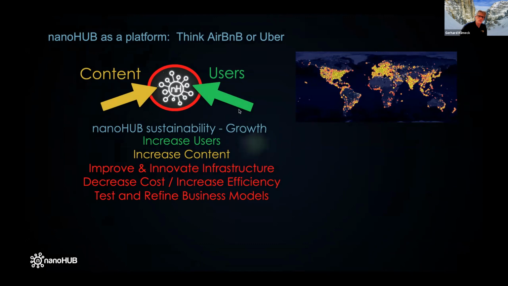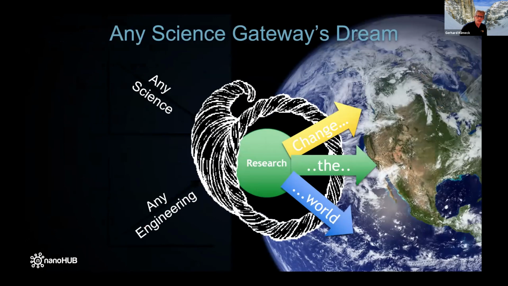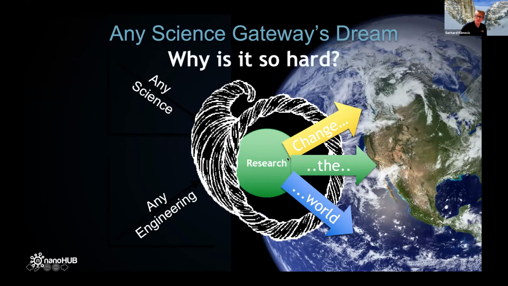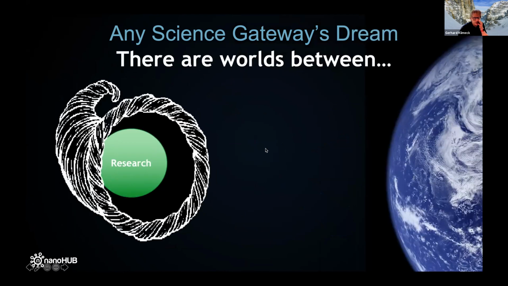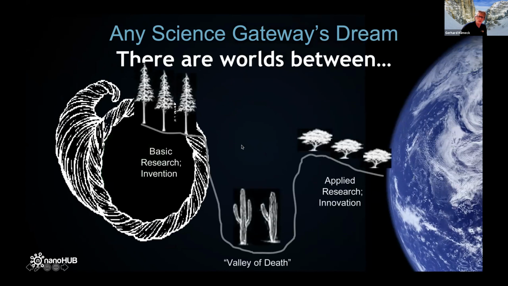And if you will, you can argue that it's kind of like any science gateway's dream, which is looking like this, right? Take any science, take any engineering, you conduct research and you change the world, right? That's your goal. And the question is, why is this so hard? Because virtual organizations have been discussed and worked on. The issue is really that there is a world between what we call research and the real world. And in investment, you call it the valley of death. Connecting basic research and invention to applied research and innovation is the challenge.